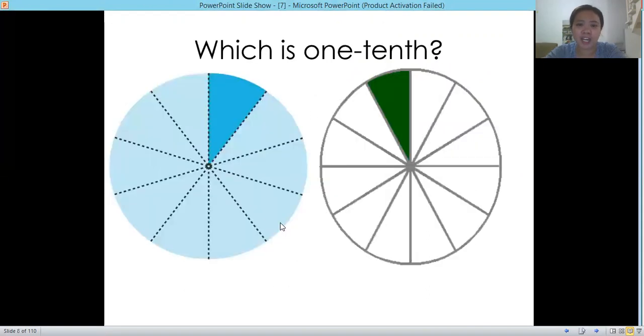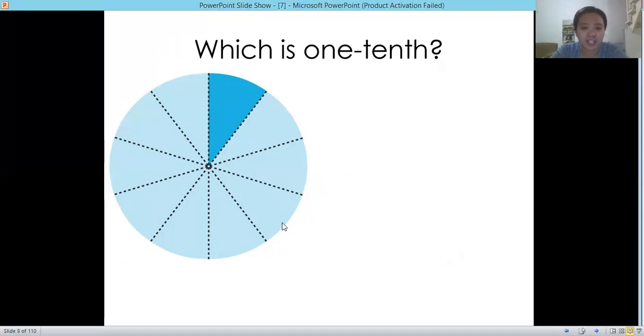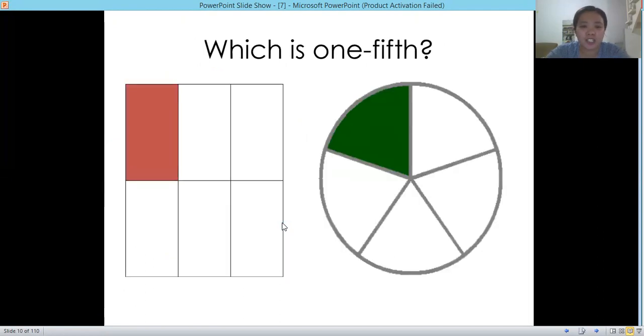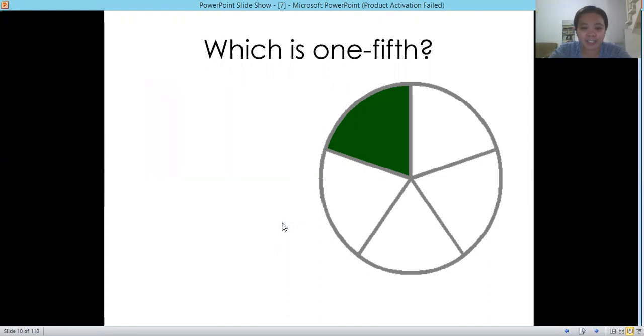Okay po. Now, which one is 1/10 here? 1/10. Okay. Point your finger to your answer. Ready? Show your answer. There. This one is 1/10. Next, which one is 1/5? 1/5. Please point your finger. Go. Let's see if you're correct.